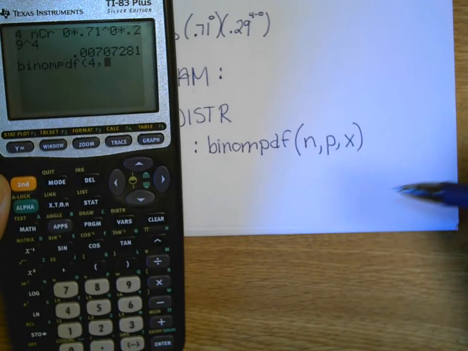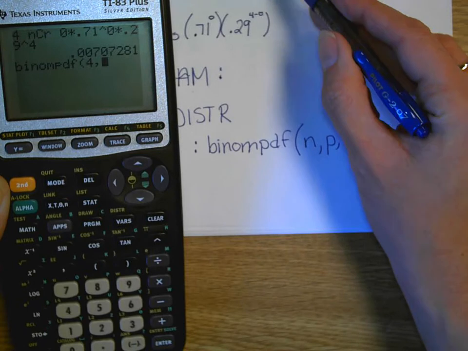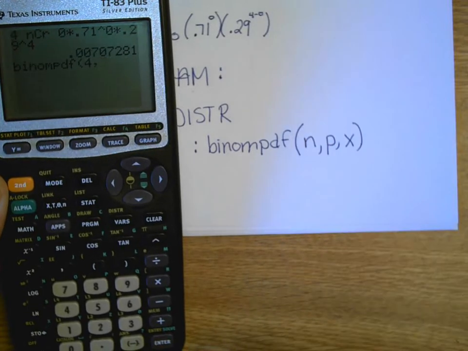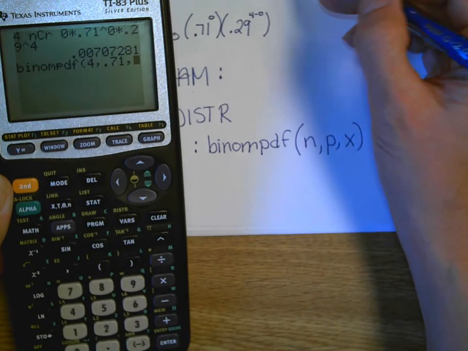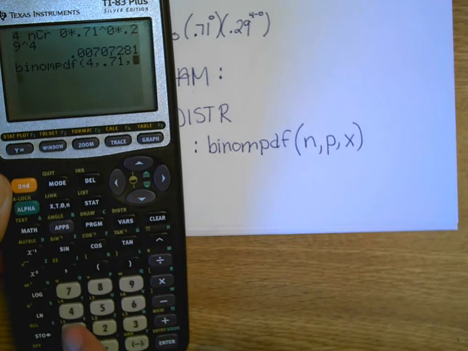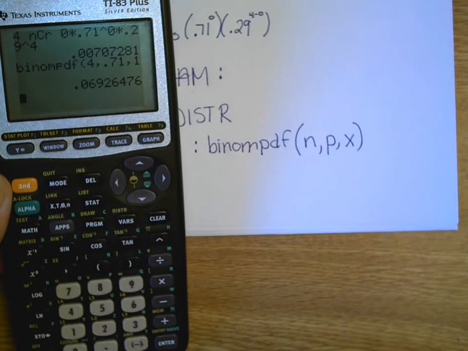How many trials? Well, we already got that answer. I would put 0 and I'd try the 1. Just kidding. Maybe we'll get the 4th one. 0.71, comma, and I'd like to know what's the probability of getting 1 success here. So enter.